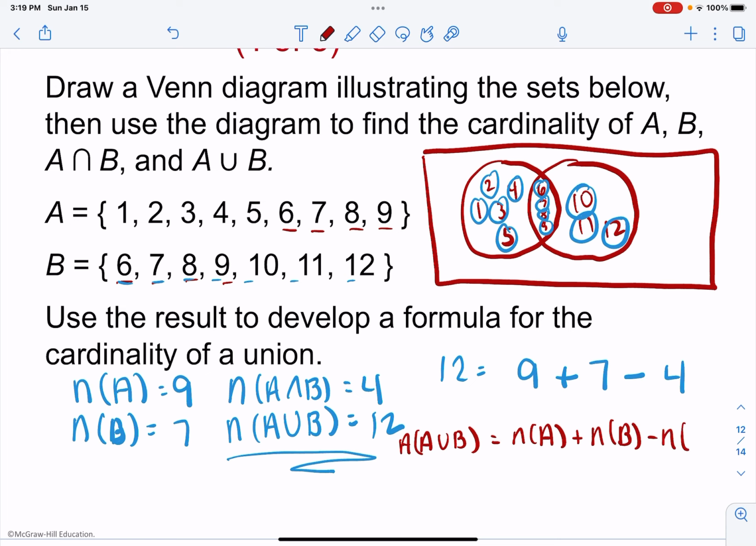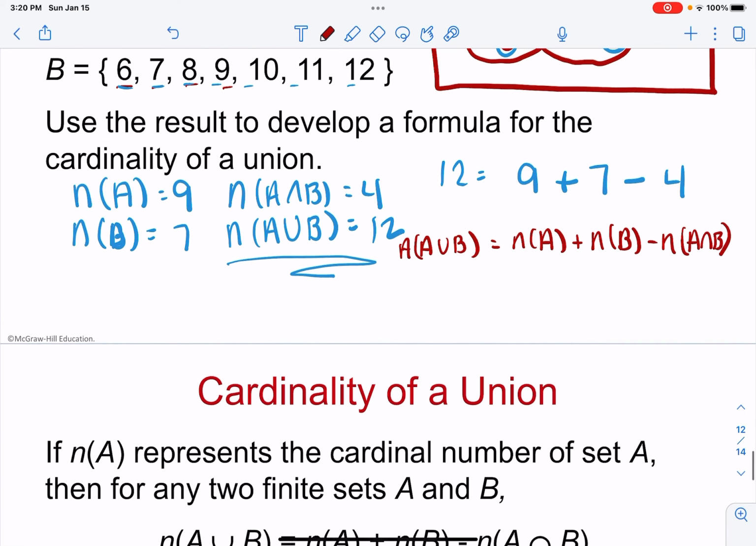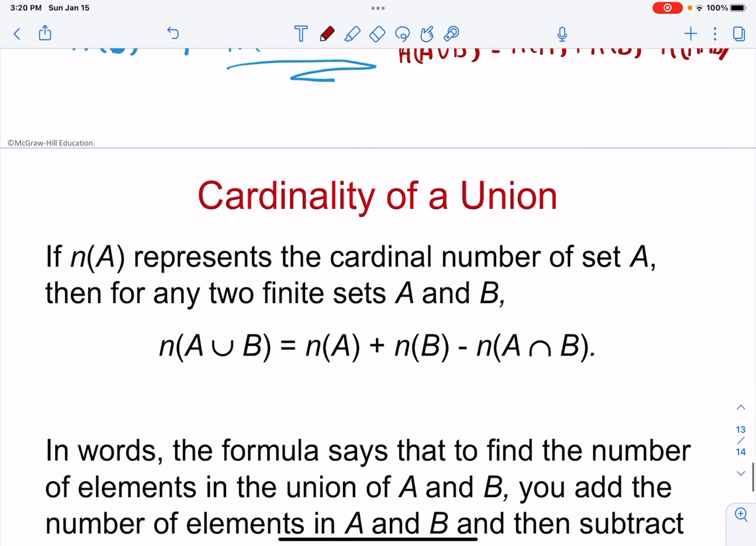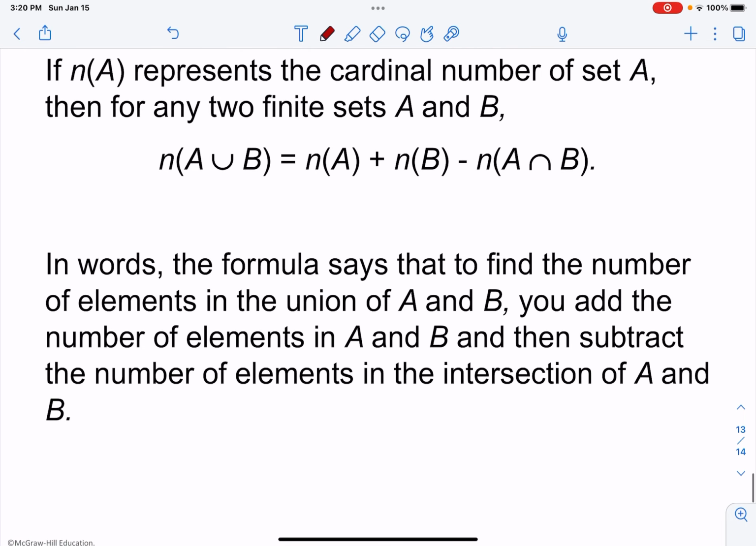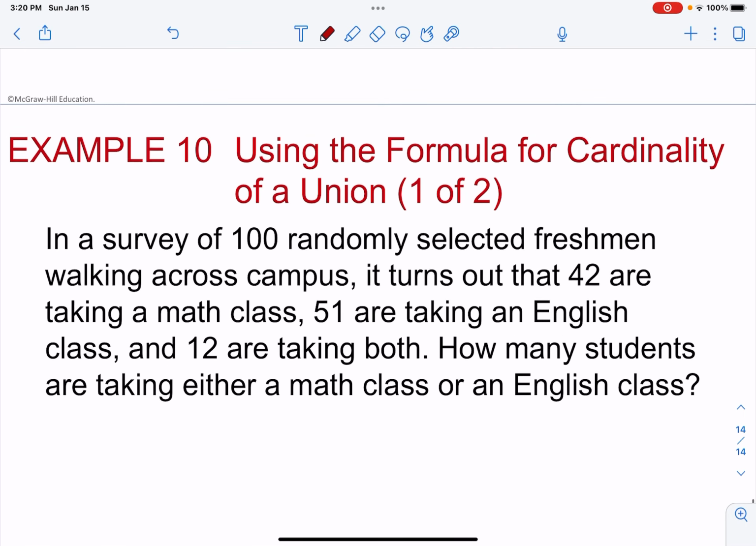And it kind of makes sense if you think about it this way: there were 4 numbers in the intersection. So when we added 9 and 7 together, we were counting those 4 numbers twice. So we had to subtract a group of them. So that's why we had to subtract the intersection. And there's the formula that we just came up with. Kind of cool. So now we're going to use it in a story problem.